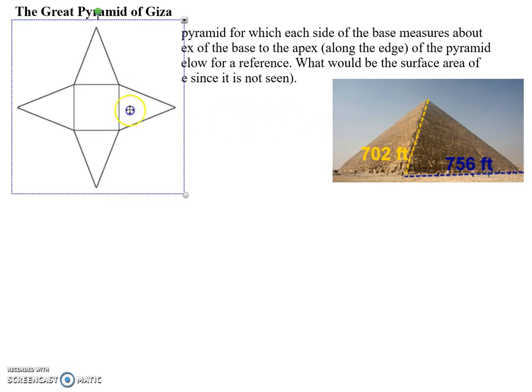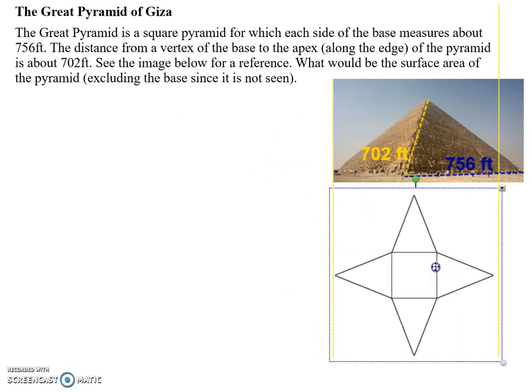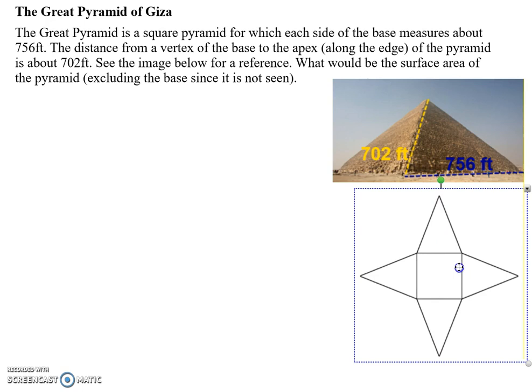Now, I like to use the net for this problem for the surface area. I think it'll be a little bit easier than trying to use the formula. So here I've made the net. I take the square base and I pull the triangles off each side, and I know all four triangles are identical and congruent, so if I can find one triangle, I can find them all.